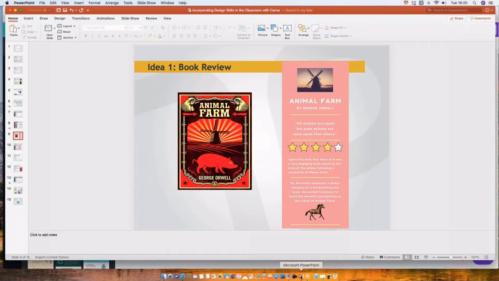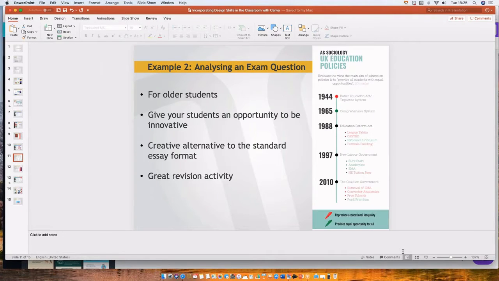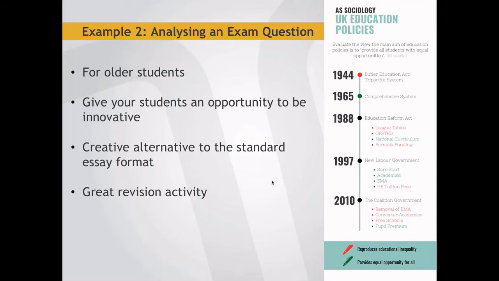An alternative idea that you could use Canva for is to analyze an exam question. Whereas the book review might be targeted more at a younger demographic, so thinking about primary school students, you probably teach students who are a lot older. And this is just an example of how you can use this platform for something a little bit more challenging.